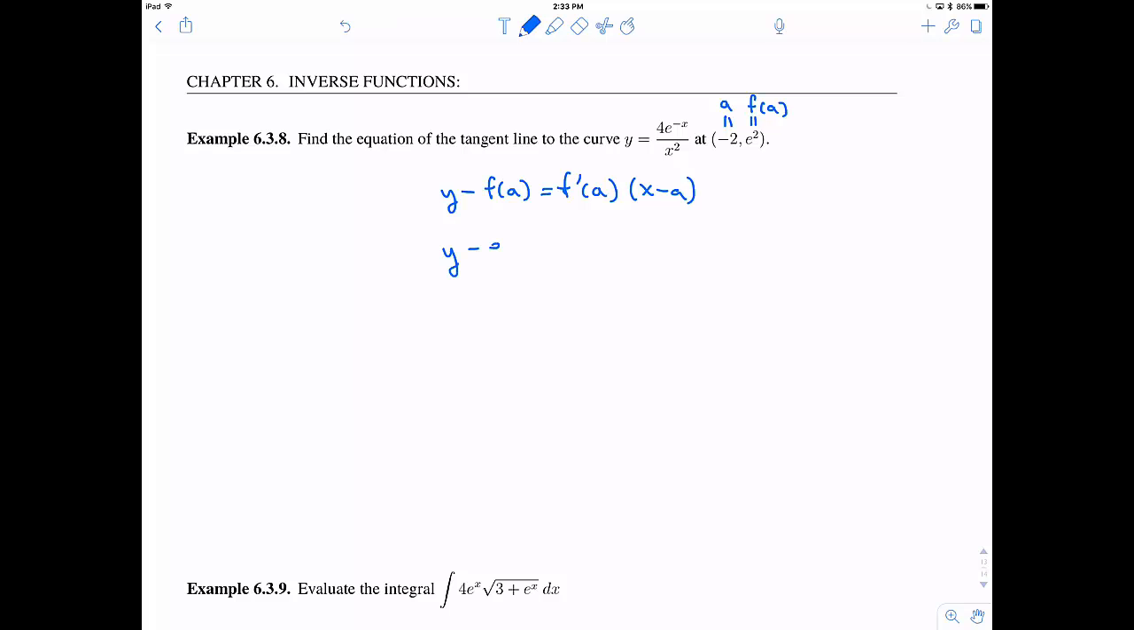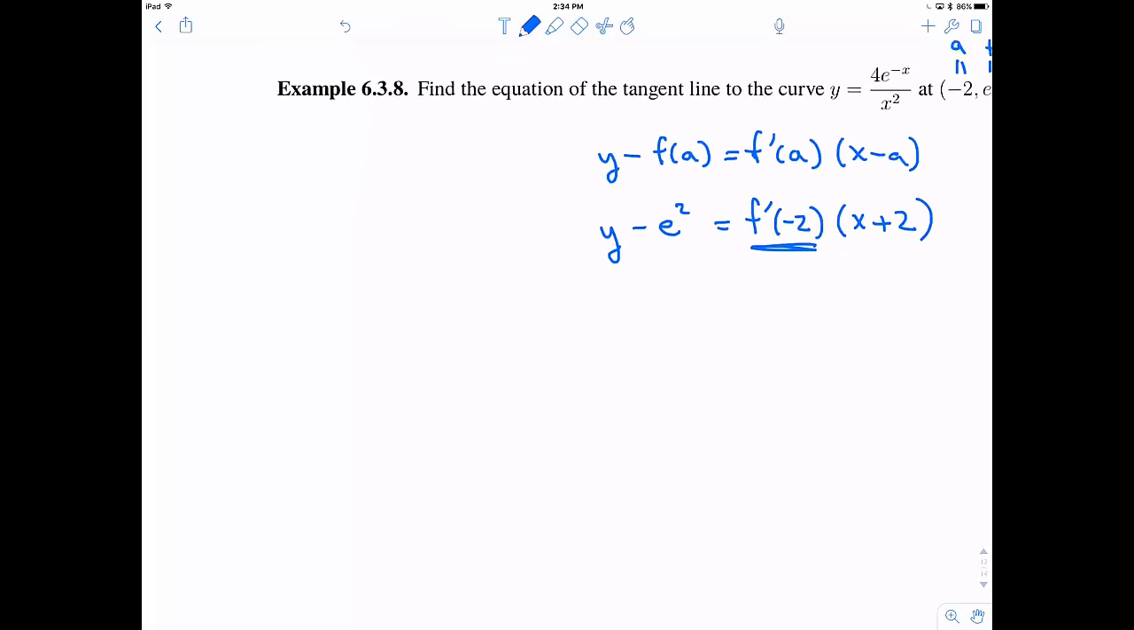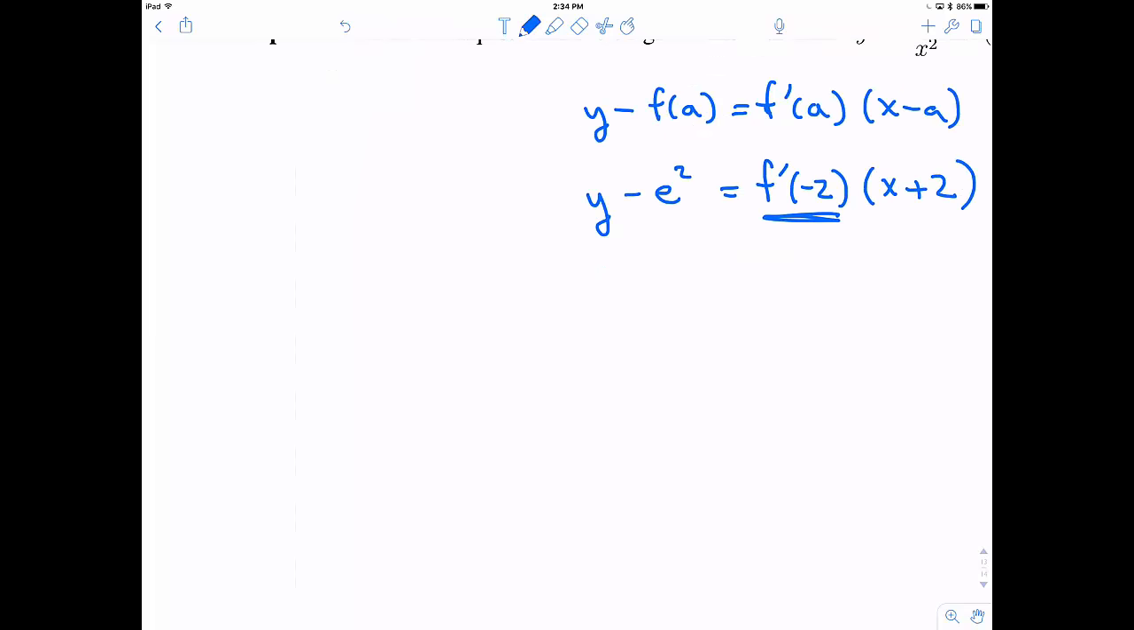So, according to our tangent line equation, we have y minus, now f of a is e squared, and then a is -2, so this is going to be x plus 2, and now we need to figure out what the derivative of f at -2 is. So that means we need to figure out the derivative of this equation. And this looks like I'm going to use the quotient rule here. So, f prime, that's going to be the derivative of the top.